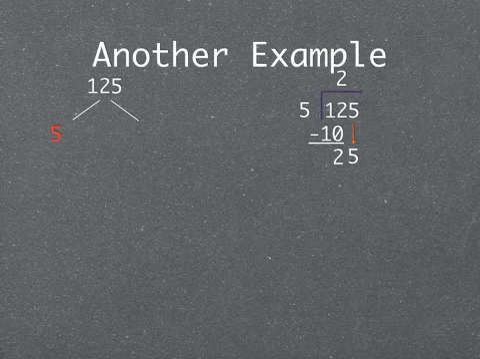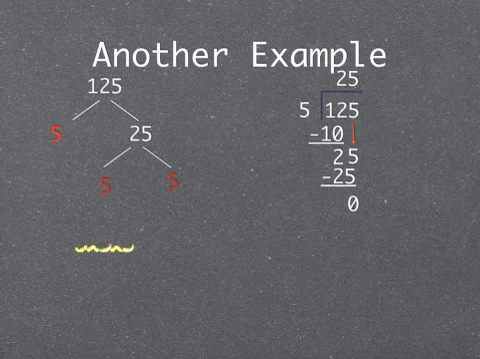5 goes into 25 5 times. And 5 times 5 is 25. I subtract and get 0, so my other factor pair is 25. Because 5 times 25 gives me 125. But since 25 isn't prime, I need to factor that, and that is 5 times 5. Now I have all prime numbers, so my prime factorization is 5 times 5 times 5.